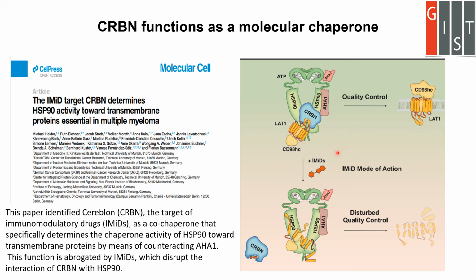A clear example of its molecular chaperone function is shown in this paper, precisely in this diagram. Here, CRBN forms a complex with HSP and AHA1. By CRBN counteracting AHA1, it leads to the stability of two transmembrane proteins, CD98hc and LAT1. But as seen here, in the presence of IMiDs, this interaction is disabled and there is no stability.